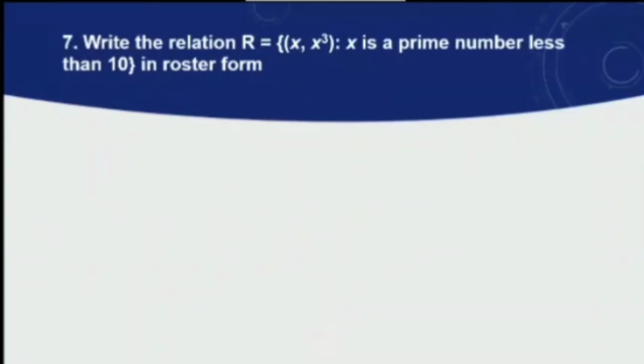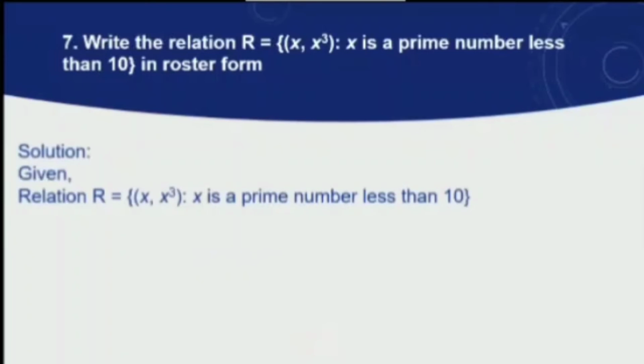Now in question 7, write the relation R, (x, x cube), where x is a prime number less than 10. That means you need to take prime numbers less than 10. What are the prime numbers? Those having only 2 factors. That means 2, 3, 5, 7, numbers like that. 1 is not a prime number. Remember that. We know that, but then also we make that mistake so many times. 1 is not a prime number, 1 is a special number.